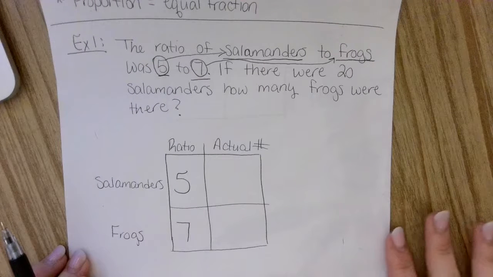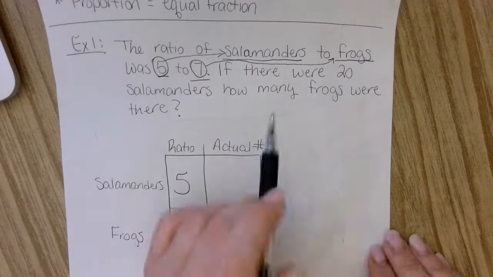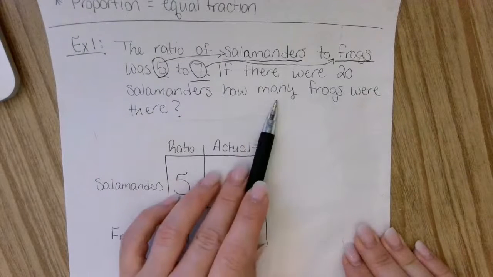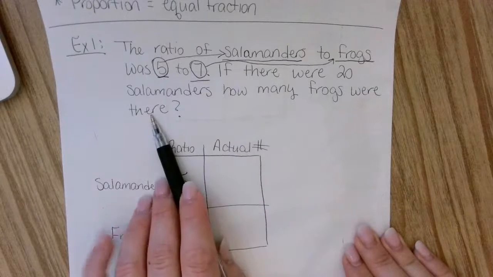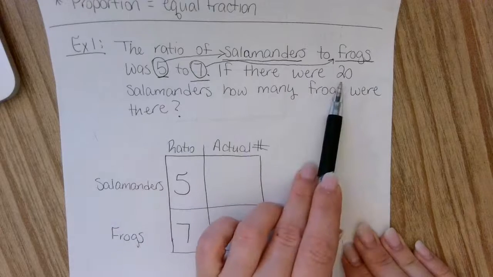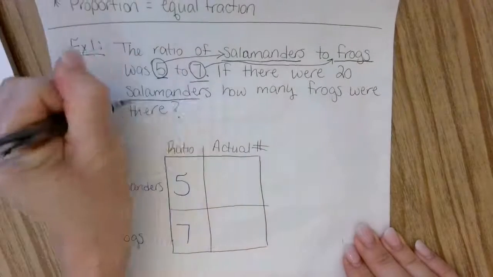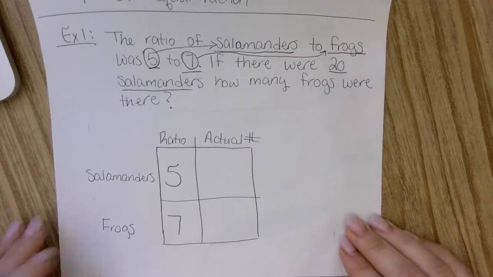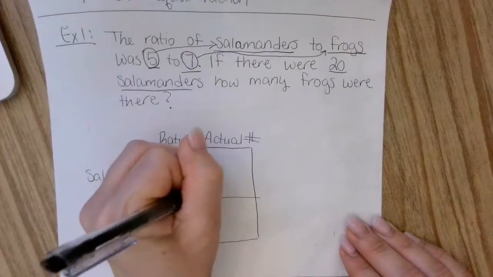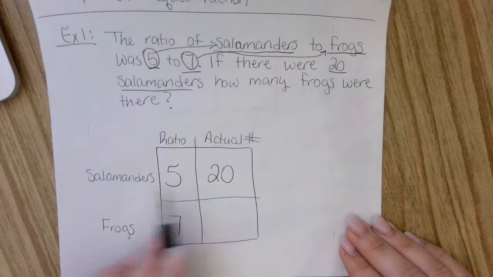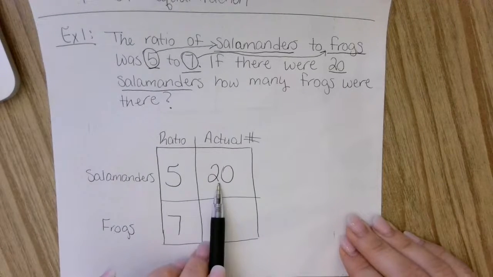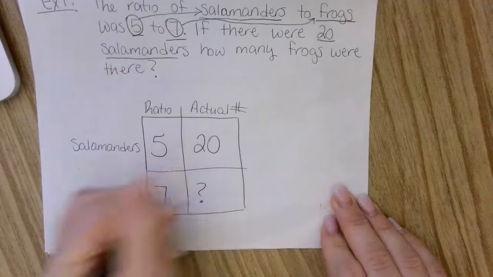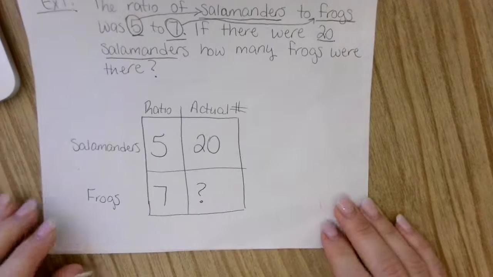Now let's read the second part of this problem. If there were 20 salamanders, how many frogs were there? So 20 is the actual number of salamanders. I need to put a 20 right here beside salamanders in the actual number column. I'm trying to find how many actual frogs there were.